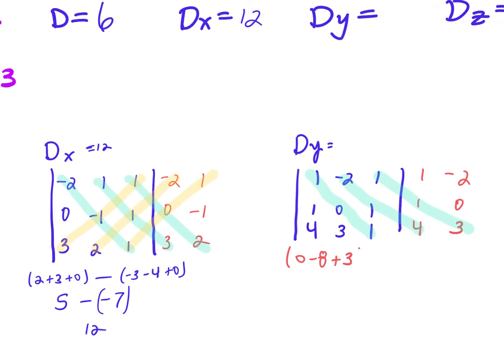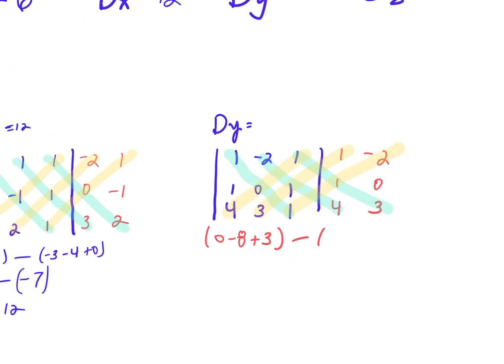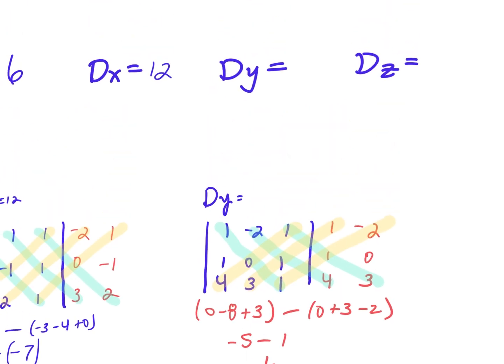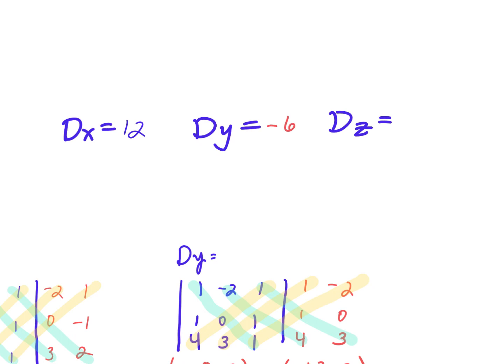Yes, we're good? Okay, minus. Just check me. I make silly mistakes too. 4 times 0, okay, good, 0. And then 3 times 1 is plus 3. 1 times 1, negative 2. So negative 8 plus 3 is negative 5, minus 3, minus 2 is 1. What's negative 5 minus 1? Negative 6. So my d sub y is negative 6.